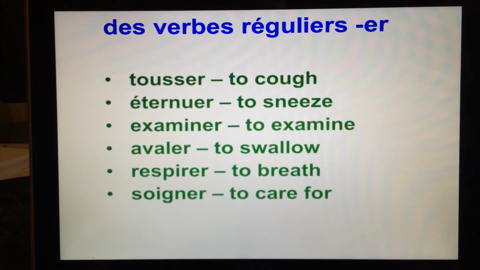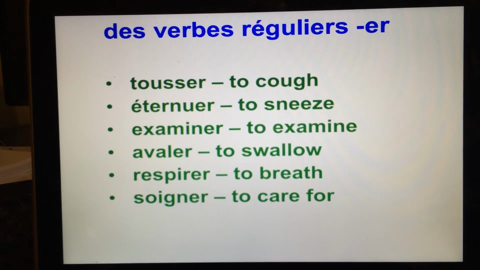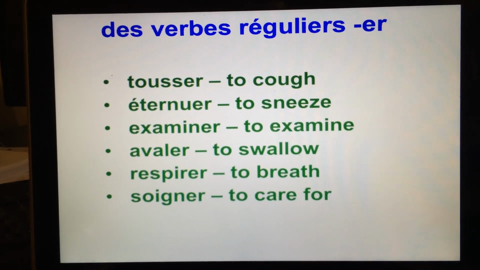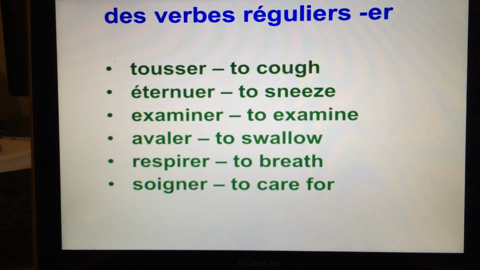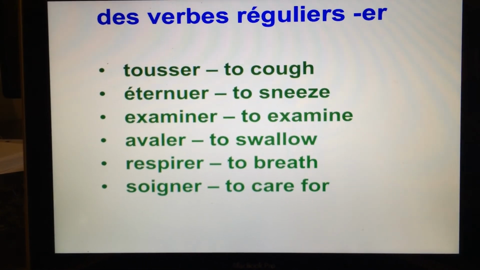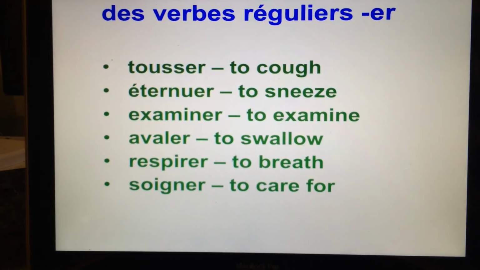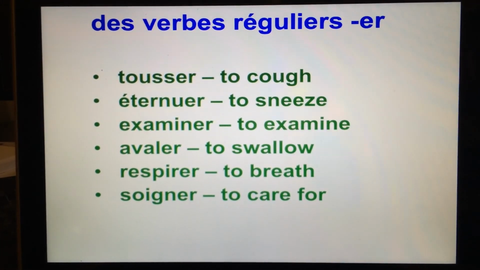Okay, so the last thing we're gonna do today is on our regular ER verb chart, okay? We're gonna copy down these verbs onto our regular ER verb chart because they are all regular ER verbs. Tousser, éternuer, examiner, avaler, respirer, and soigner. So go ahead, grab your ER verb chart, copy those down, and then you are all done.